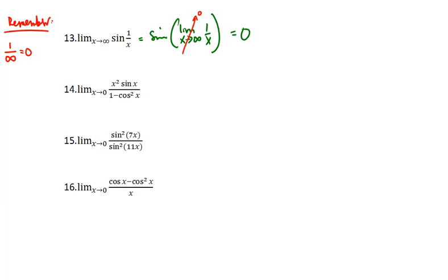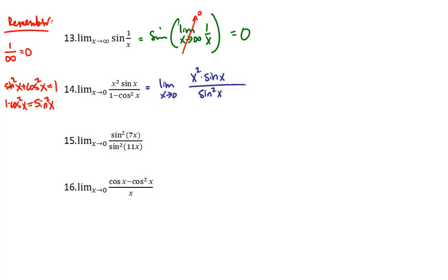Okay, and the next one, limit as x approaches 0 of x squared sine x over 1 minus cosine x. Now when you see something like this with 1 minus cosine square x, you might want to remember your Pythagorean identities. If sine square x plus cosine square x equals 1, then that means that 1 minus cosine square of x is just going to be sine square of x. So we replace the 1 minus cosine square x with sine square x.